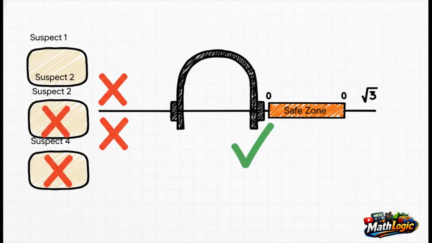We go back to the beginning. Back to our crime scene boundaries. Remember that yellow tape we put up? We're going to test every single one of our suspects against that rule we established. Our real x must be between 0 and the square root of 3. Any suspect that's outside that zone is an imposter.